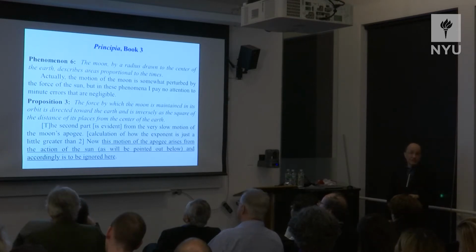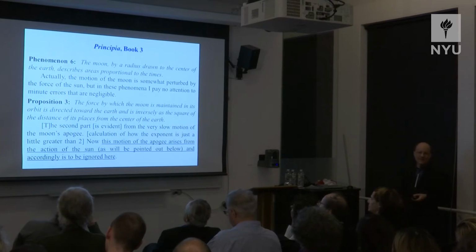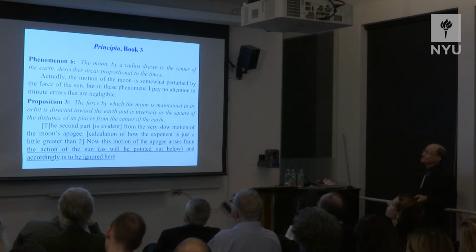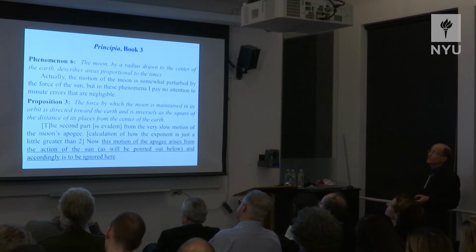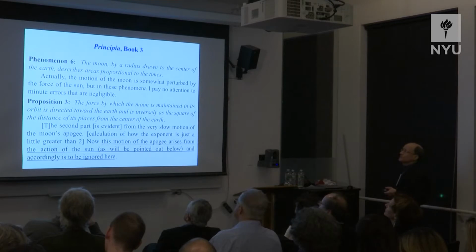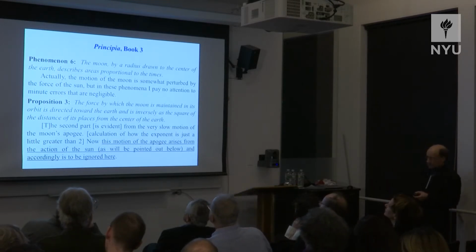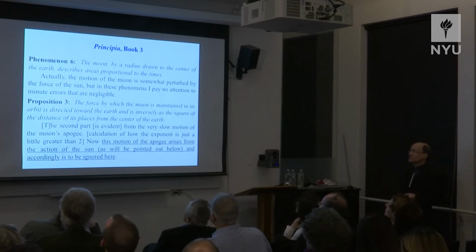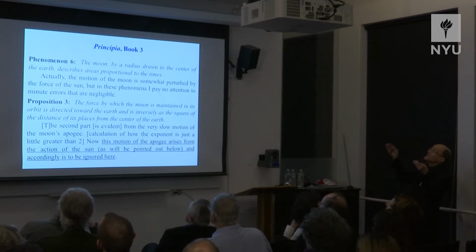But all we got is one moon here. And furthermore, the moon is pretty ugly in its motions, which Newton is indicating already. So the first thing he says in the phenomena, where he's going to make his inferences from in Book 3, the crucial phenomenon for the moon is that the moon, by a radius drawn to the center of the Earth, describes areas proportional to the times. Actually, the motion of the moon is somewhat perturbed by the force of the sun. But in these phenomena, I pay no attention to minute errors that are negligible. So why are you telling us about it? He doesn't actually mean that.